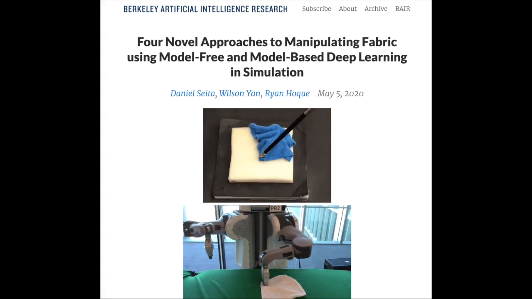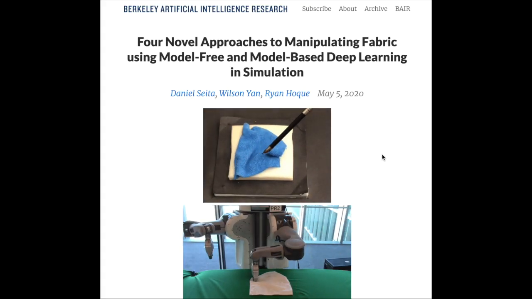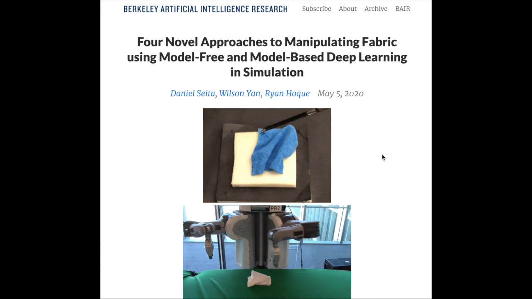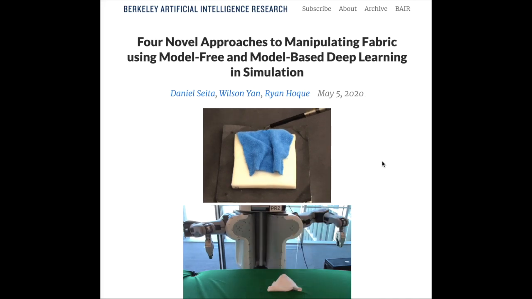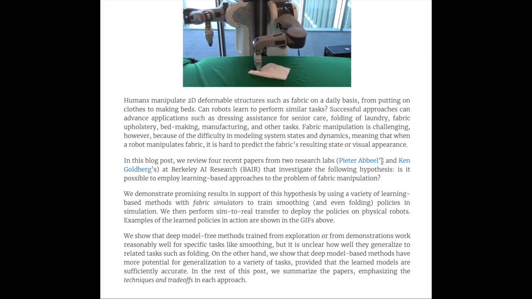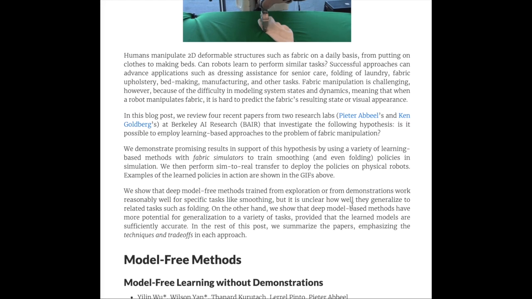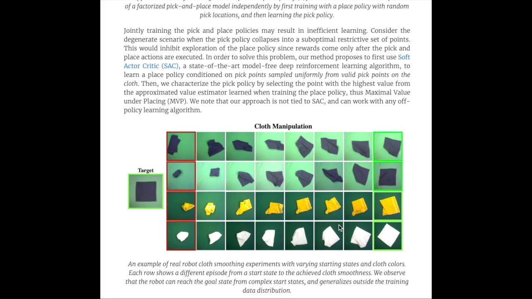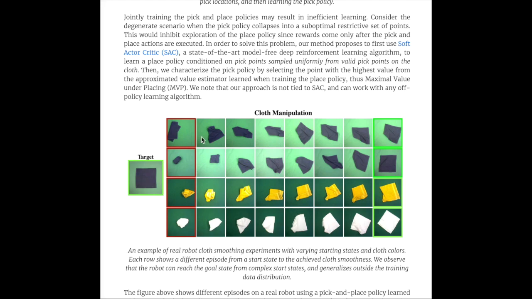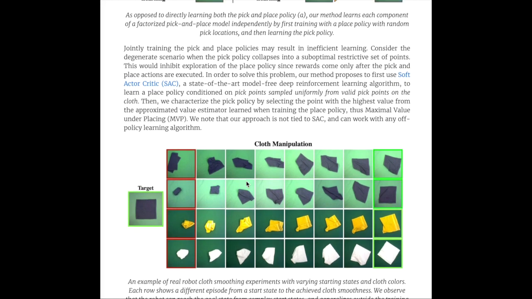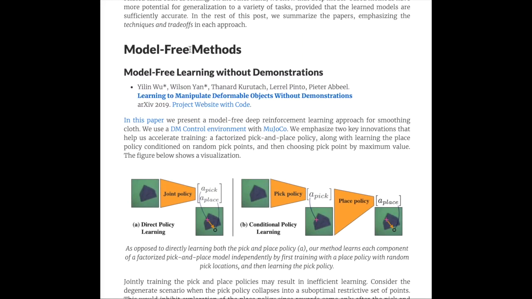Four novel approaches to manipulating fabric using model-free and model-based deep learning and simulation describes research from Berkeley labs led by Peter Abbeel from Covariant and Ken Goldberg. This article describes robots that deal with fabric like towels or t-shirts and potential applications such as dressing assistants for senior care, folding laundry, bed making, or manufacturing. The article presents 2 model-free based papers, both of which are trained in simulation and use domain randomization of cloth physics, color, and lighting for sim-to-real transfer.